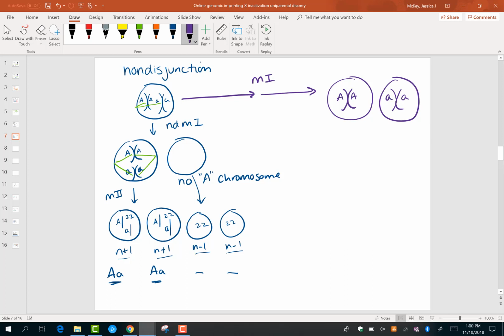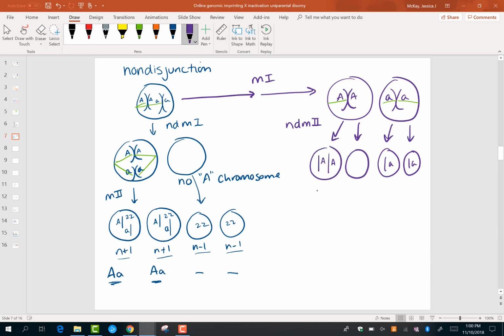Right? Now, if you have non-disjunction in meiosis 2, we're going to have two options. So it could happen like this, where for some reason both big A's go together. So this cell, it's happening normally. This cell, you get both big A chromosomes. So this is AA and plus 1 and minus 1, and this would be normal.